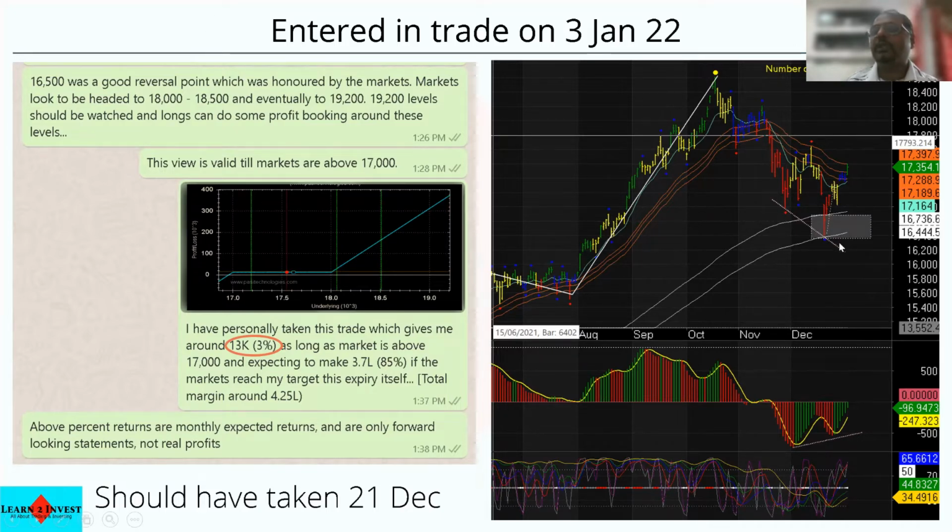The market was around 17,400, 500 level at that particular time. It closed at 17,345, a little above 17,345. The first target was 18,000, around 600 points. The second target was 18,500 at that point in time, Fibonacci targets. And the final was 19,200. And I thought it would make good money, but I didn't want to risk.